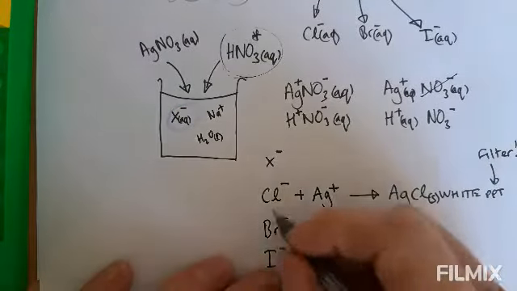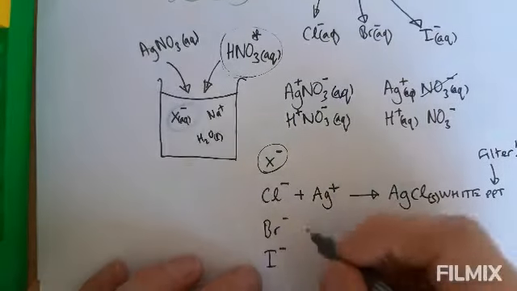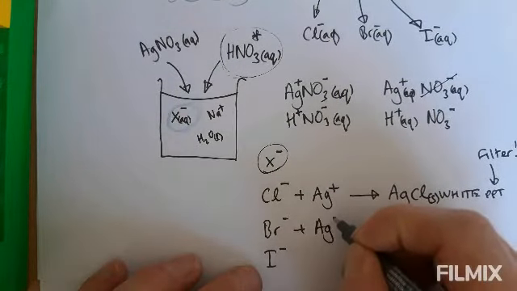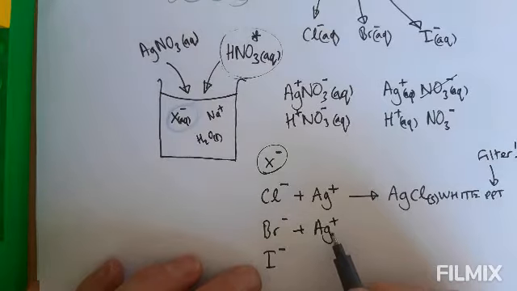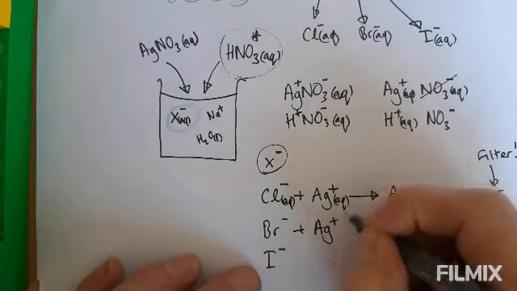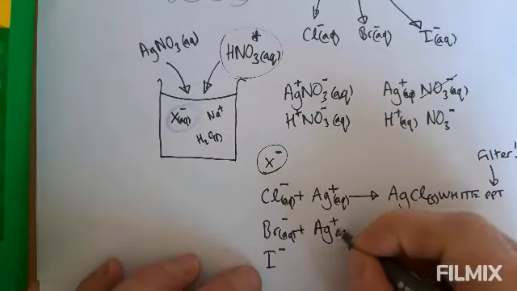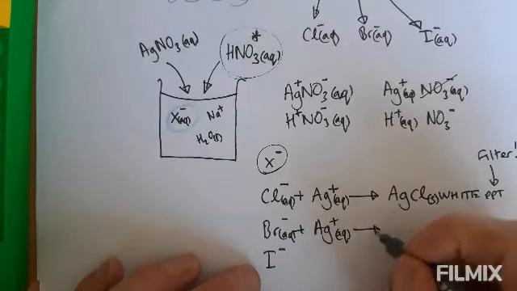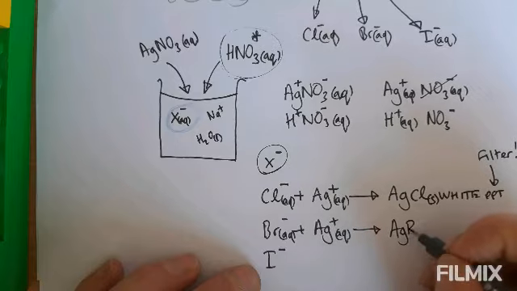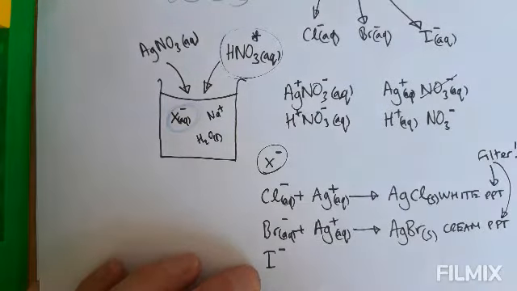Okay, if you have bromide ions in there, if your X minus in this beaker is a bromide ion, and you do the same experiment, you add some silver nitrate, some silver ions in solution. Let me just write the state symbols down because I need to be specific here. So if you have some bromide ions in there and you add some silver ions from some silver nitrate, you will make AgBr solid, which is a cream precipitate, which again, if you wanted to, you could filter it out.